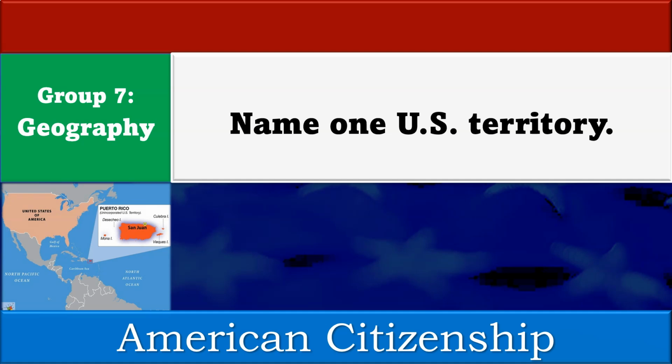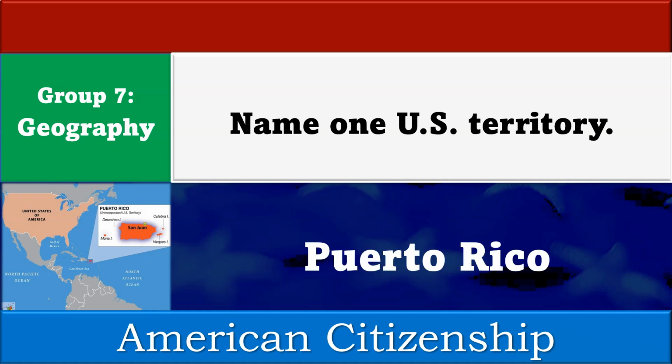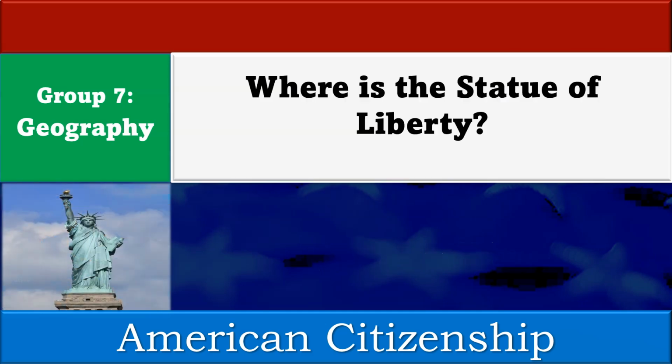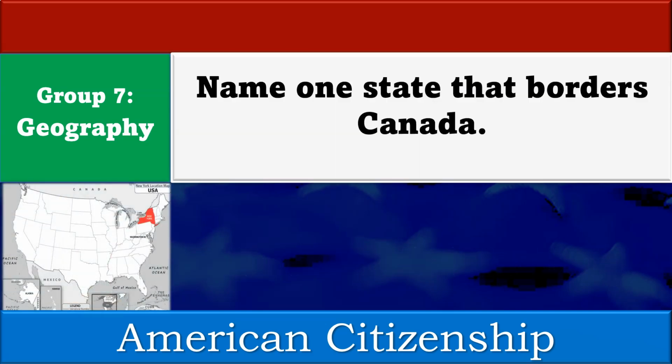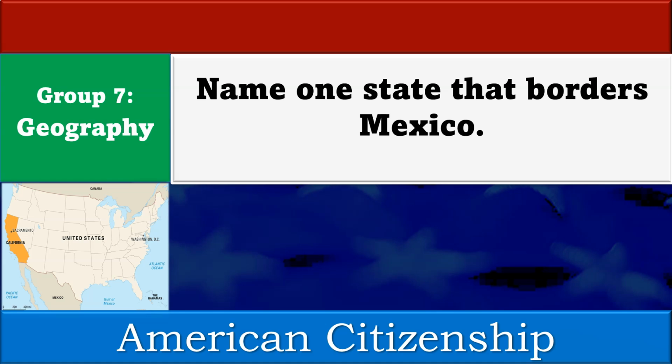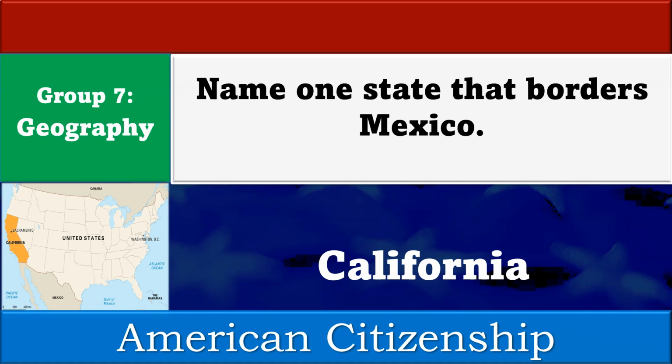Name one U.S. territory. Puerto Rico. Where is the Statue of Liberty? New York Harbor. Name one state that borders Canada. New York. Name one state that borders Mexico. California.